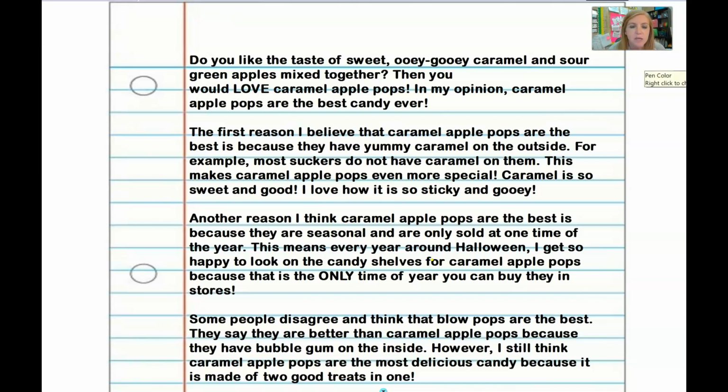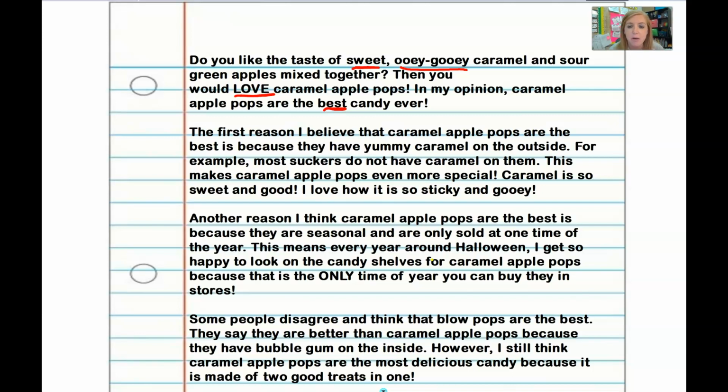And let's get started. Do you like the taste of sweet, ooey gooey caramel and sour green apples mixed together? Then you would love caramel apple pops. In my opinion, caramel apple pops are the best candy ever. I feel like I've already used some strong words here when I said sweet, ooey gooey, love, best. I think those are already some strong words, so I'm going to go on to paragraph 1. The first reason I believe that caramel apple pops are the best is because they have yummy caramel on the outside. For example, most suckers do not have caramel on them.